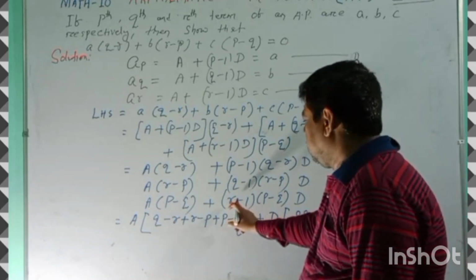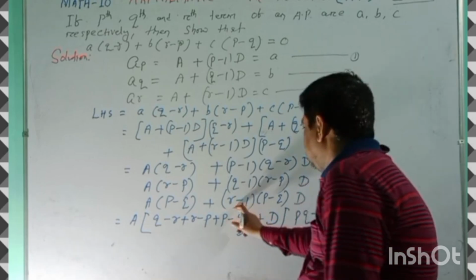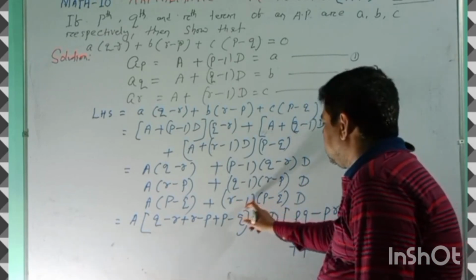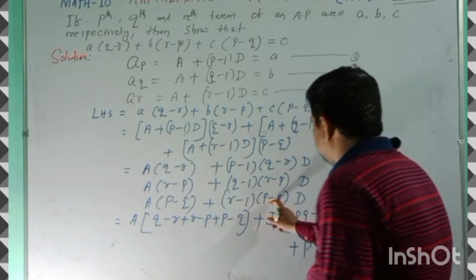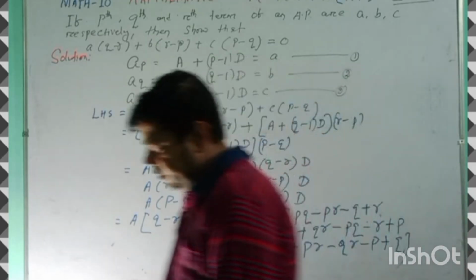Similarly here, we have to multiply r into p, which is pr, multiplied with q, minus qr, minus 1 multiplied with p, which is minus p, minus 1 multiplied with minus q, which is plus q. Understand? Okay.